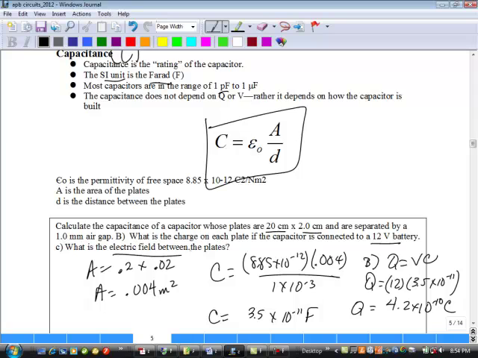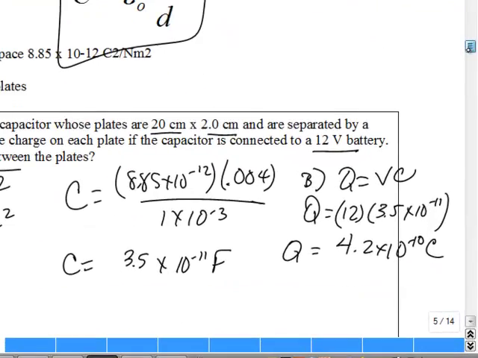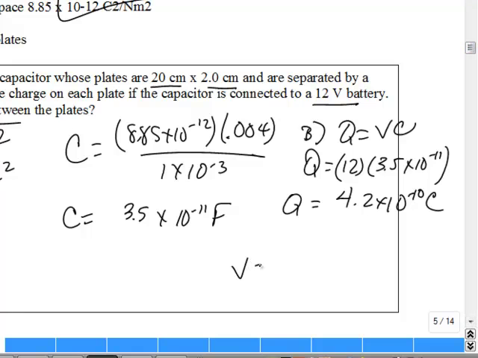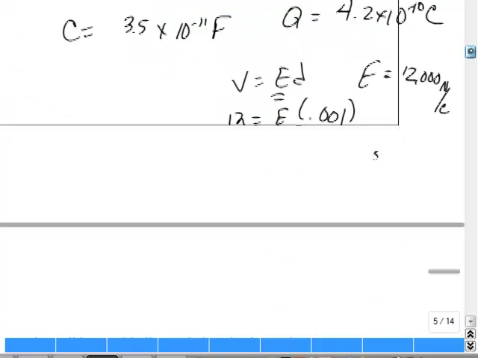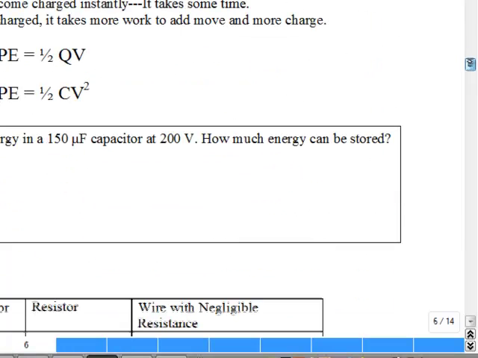The last little bit, what's the electric field of this? Hopefully you remember this equation from last unit. V equals ED. There's a uniform electric field being produced there. It's connected to a 12-volt battery. The distance between the plates is 0.001. And so when I do that math, I get an electric field of 12,000 newtons per coulomb. Again, hopefully this is a review from what you saw last time.